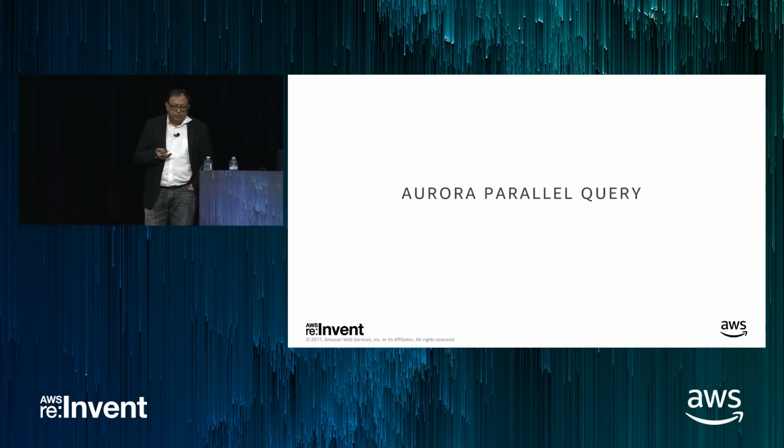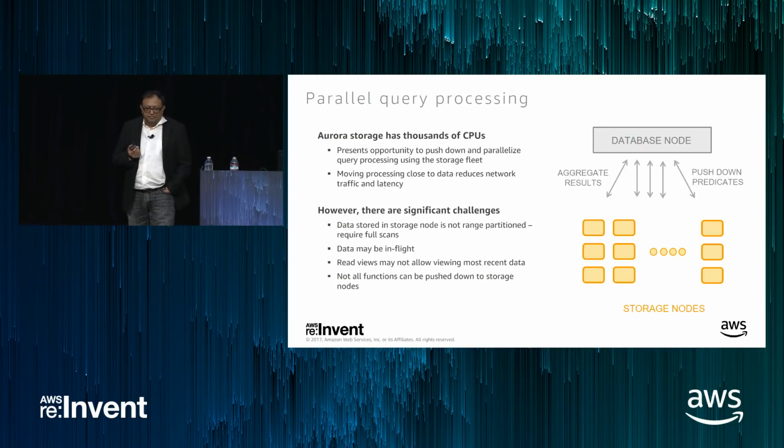Right? So this is something that didn't make the cut for the keynote, but I think is a big deal. So parallel query processing for Aurora. If we've got thousands of CPUs in the storage nodes, wouldn't it be cool if I could use those to do queries? And I've got the data, right? Why the heck not? Exadata does something like this. And so why wouldn't I push down and parallelize my query processing across these thousands of nodes using the storage fleet? And moving the processing also reduces network latency, right? And traffic, which is important if that's my key concern.